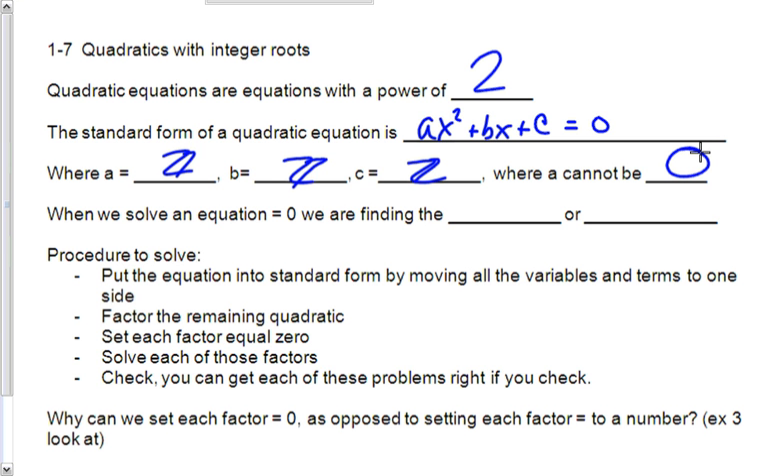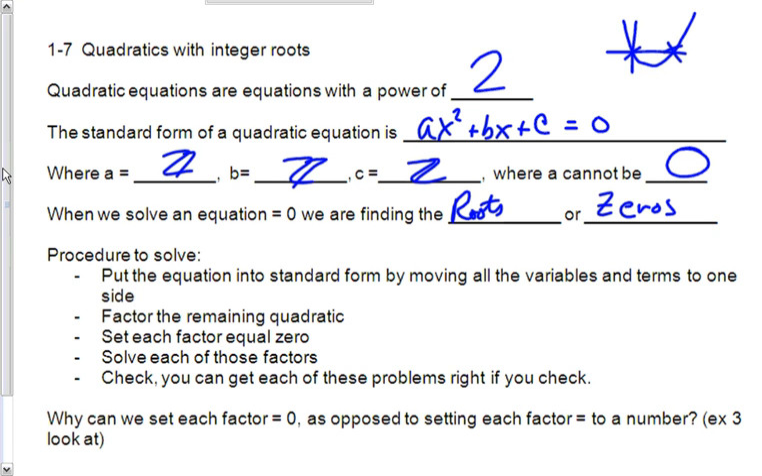Now, why can't it be 0? Well, think about it. 0 times x squared leaves bx plus c, which is just a linear function. When we solve the equation equal to 0, we are finding the roots, or the zeros of it. That means if I take a graph of a quadratic, it makes a parabola. It hits the x-axis right there and right there, and that's what we're trying to find, those places.